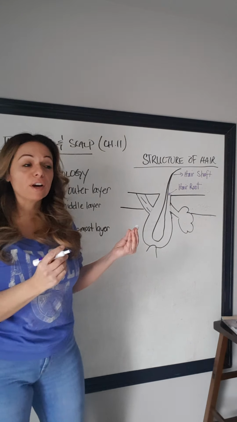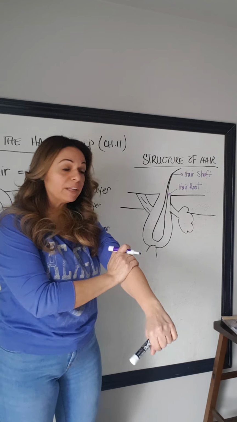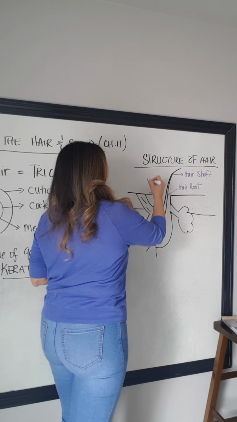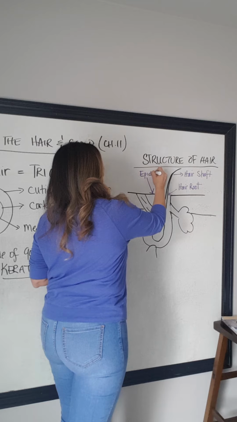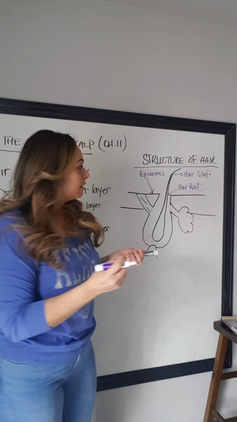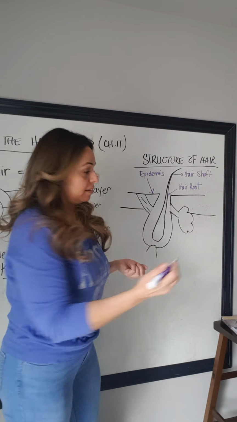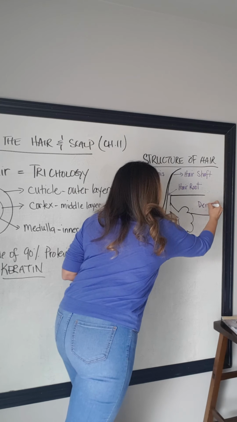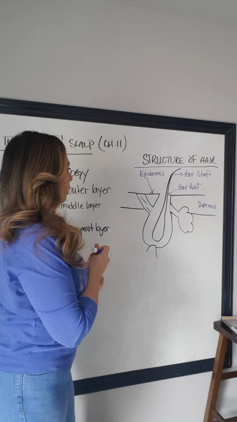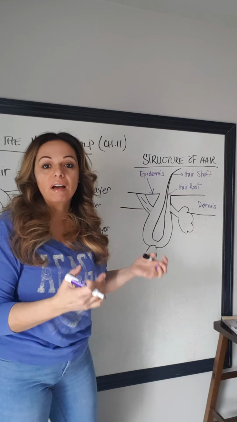Now the hair root is the part that is just below the top layer of the skin, and that's called the epidermis. Below the epidermis would be another layer of skin, and that's called the dermis. Or dermal layer, you'll hear people say the dermal layer. So in the dermal layer, you'll find all these other parts of the hair.